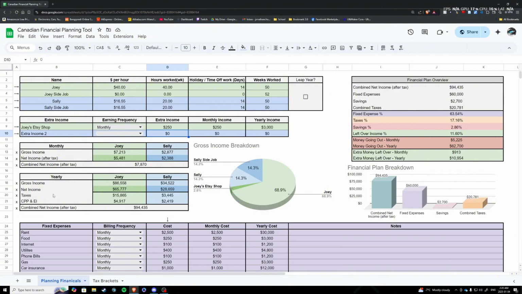The taxes and the CPP and the EI are done individually for both Joey and Sally. These values are then subtracted from the gross income to get our net income. These values are then summed up for a combined net income after tax of 94K, and you can see the same for monthly. You have your gross income, you have net income, and then you have your combined net income.